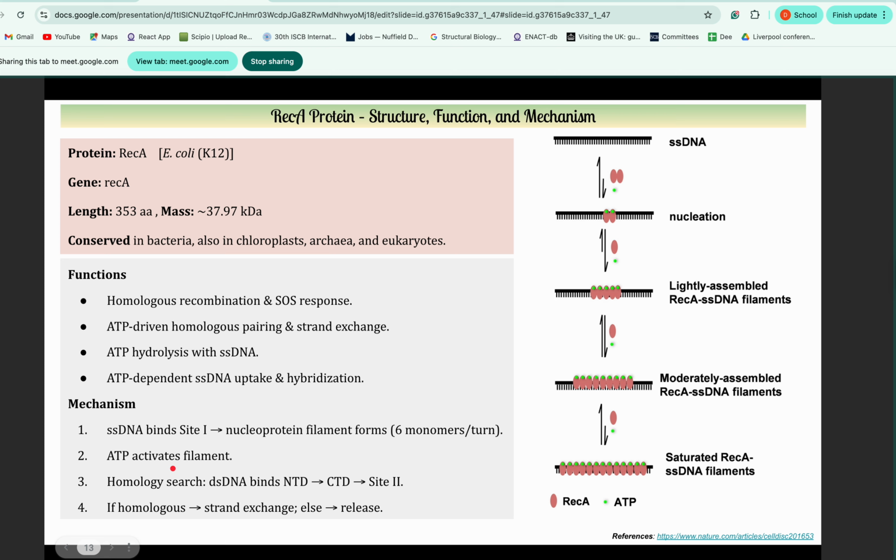Then ATP will come, which will activate this filament. Homology search will take place, in which double stranded DNA will bind to this N terminal domain, and it will further move towards the C terminal domain, where site 2 will be present. So if homologous, then strand exchange will take place, and if there is no homologous DNA present, then it will release this RecA and ATP, everything.